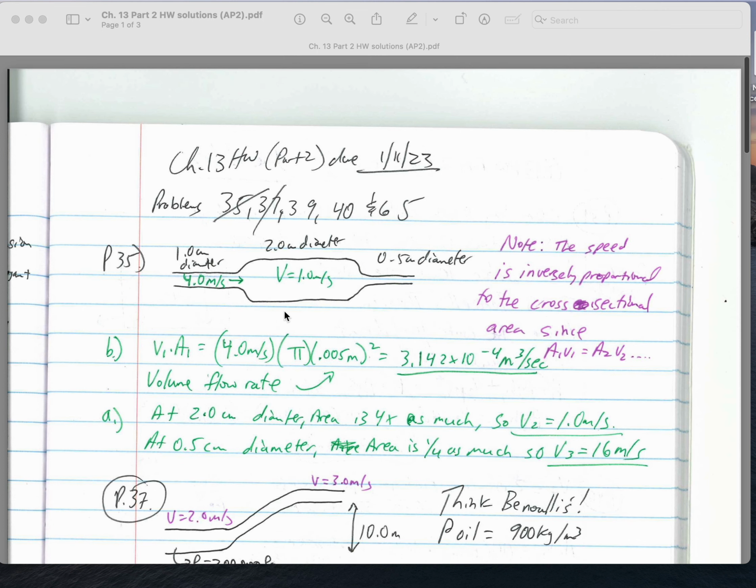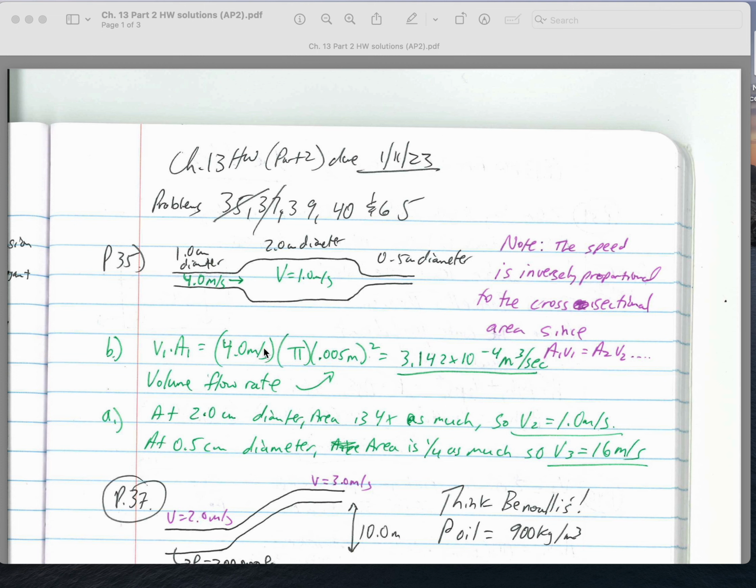So the first part here, problem 35, you've got a pipe 1 centimeter in diameter, 2 centimeter in diameter, and then 0.5 centimeter in diameter. And it tells you the velocity here. And then you're asked to find the velocity at this spot and at this spot. So the speed is inversely proportional to cross-sectional area because we've got this continuity equation here, which is area times velocity equals our volume flow rate.